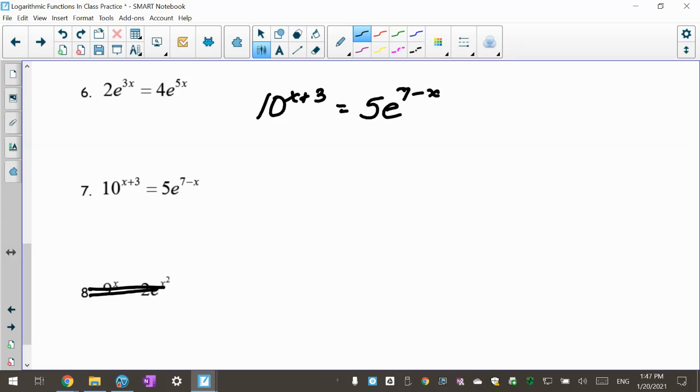I can divide by 5. I said, oh, you can, right? But you got to be careful. Remember what I said is that you can only combine exponential functions. Let me finish writing this first.